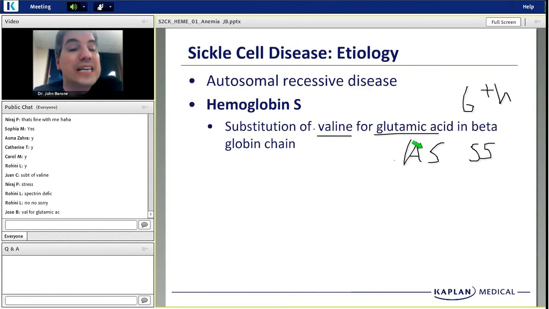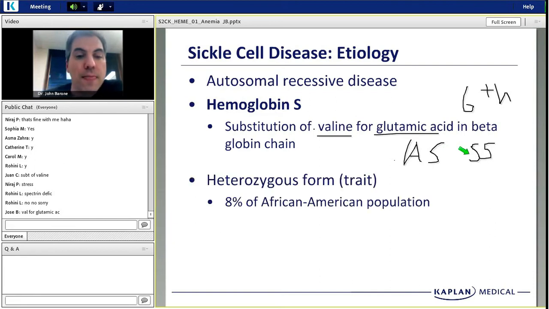So trait is relatively mild as long as you don't go to high altitude or get really acidotic. You're not going to get much sickling. But sickle cell disease, homozygous, they've got big problems. So that's what I'm going to focus on. Okay? All right, now again, as I mentioned, heterozygous is this guy. They've got one mutation. They've got A and S.